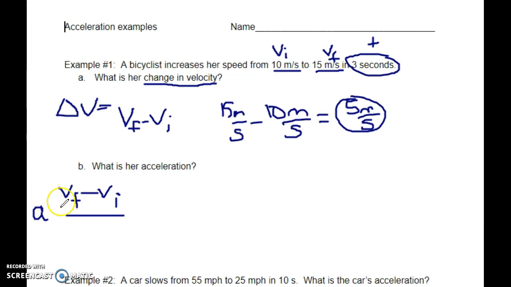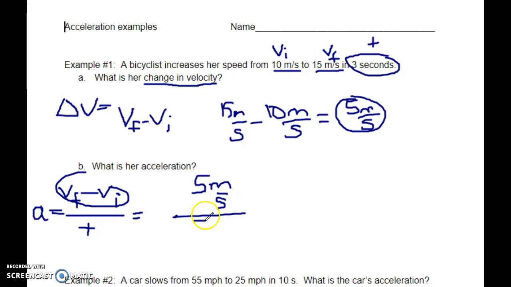And acceleration is the variable. So I'm going to substitute in my total change in velocity. So I'm just going to do the 5 meters per second that I calculated from part A. And then I'm going to divide that by my time. So here's where the 3 seconds comes in. And again, that means we are going to get 1.67.